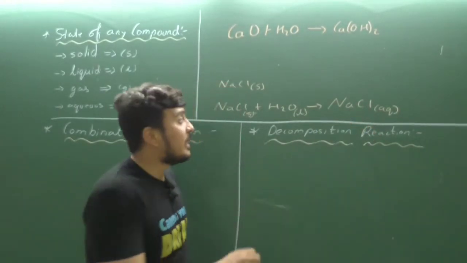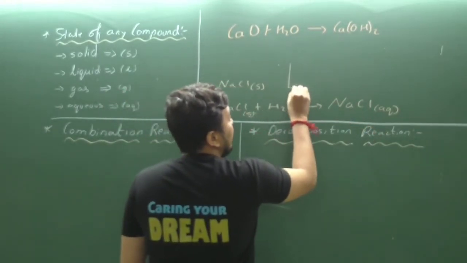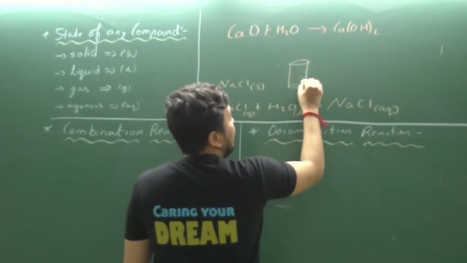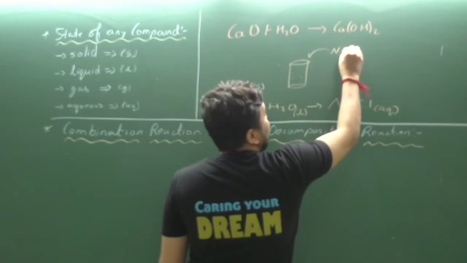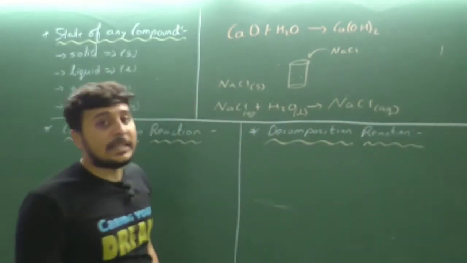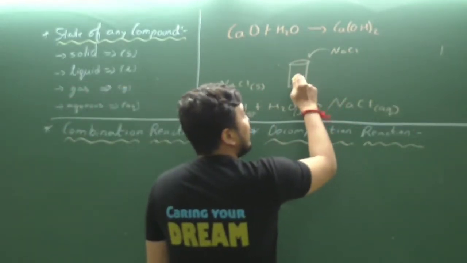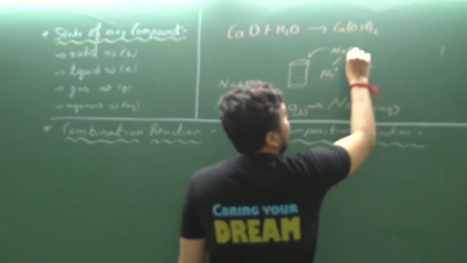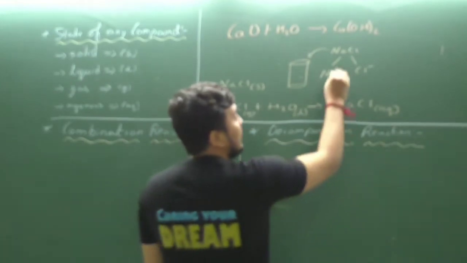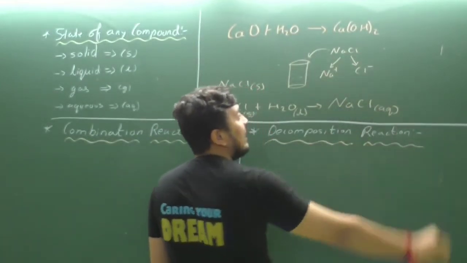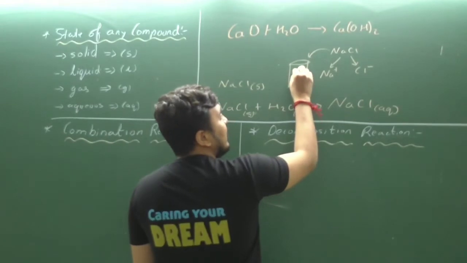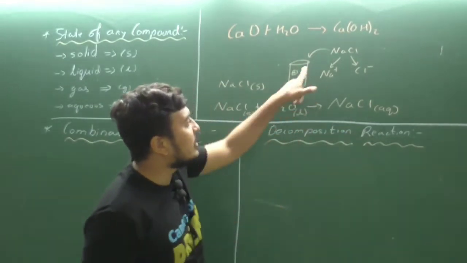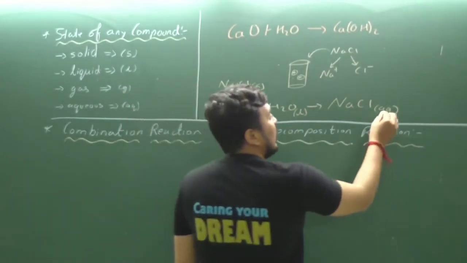In the solution, for example, we have a glass of water. It is filled with water. As and when we are adding NaCl, as and when the NaCl gets mixed with water, it gets divided into Na plus and Cl minus. So inside the water there will be positively charged ions and negatively charged ions. So it is known as aqueous solution.